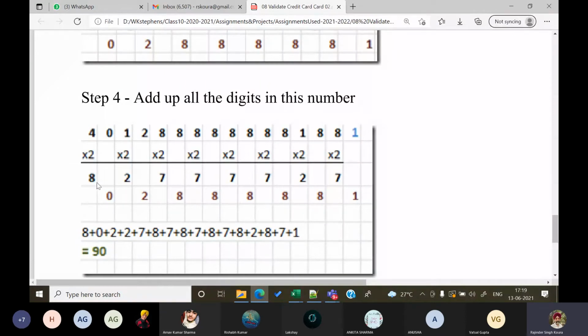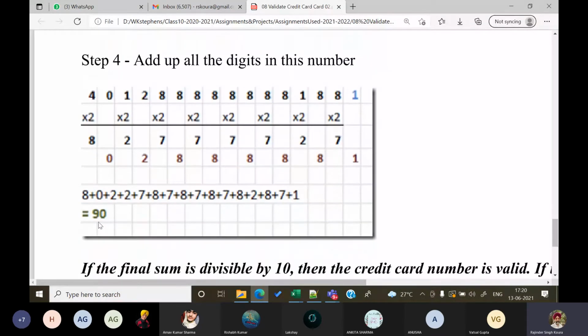Can you see my cursor? Yes, sir. So 8 plus 0 plus 2 plus 2 plus 7 plus 8 plus 7 plus 8 and so on and so forth, going up to the check digit. Add all of them and what we get is 90. And because 90 is divisible by 10, the credit card number is valid. Right?